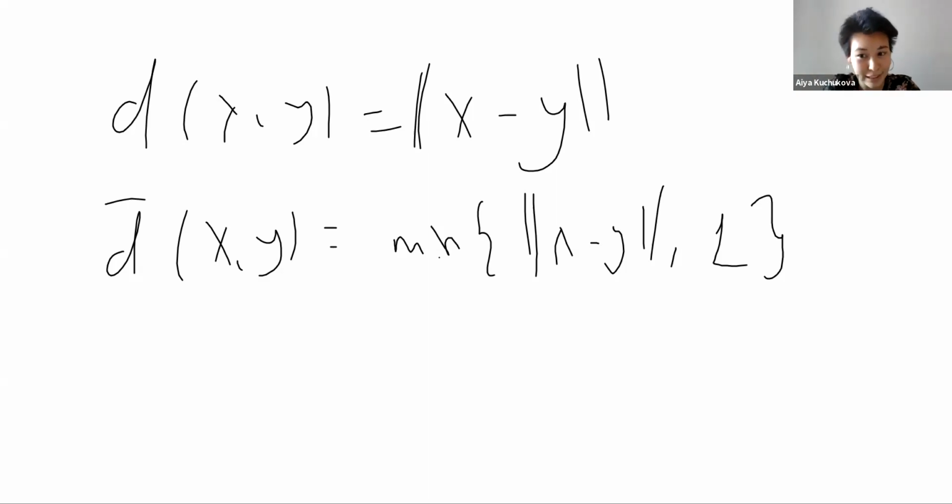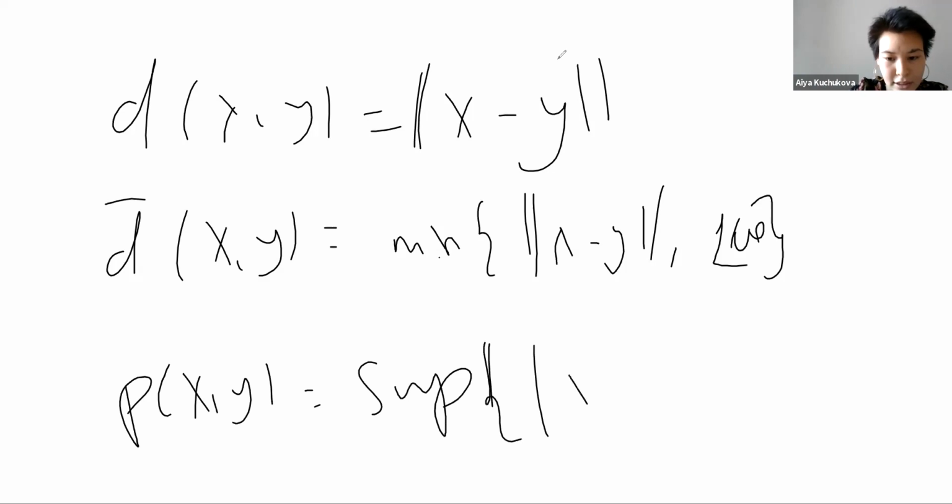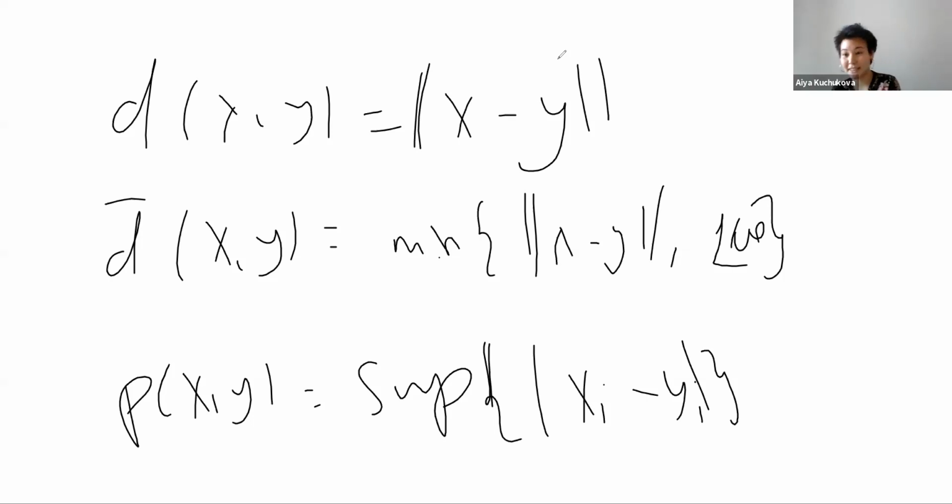And if you don't like 1, let's do it 100. I don't care. But how can we employ a similar concept to the metric p of x, y, which is the max of blah blah blah? Okay, let's not do max, let's do supremum. Supremum of that set, x_i minus y_i. How can we use the same idea for this p? We just need to define p bar.